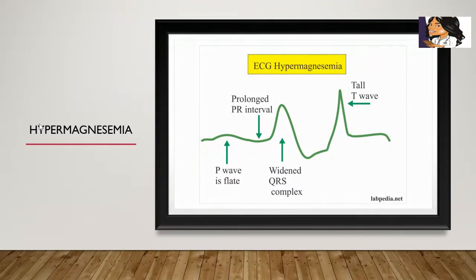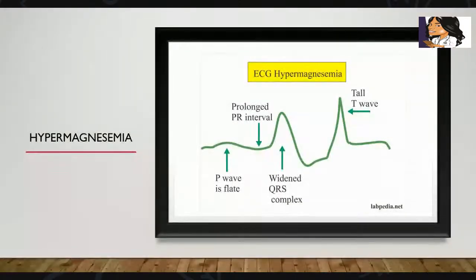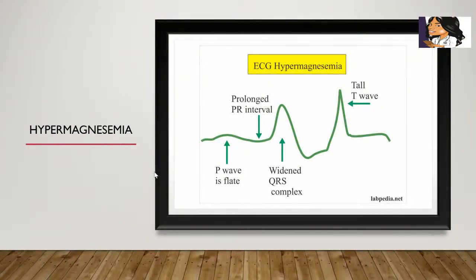So now you have hypermag. This patient has too much magnesium. All right. So now this patient has a widened QRS complex. Remember, the QRS complex is specialized. All right. So let's start from the beginning. P wave is flat, prolonged PR interval, a widened QRS complex, a tall T wave. So we know that this is not what we need to see as a new nurse. Okay, there you go. V-fib. All right. You guys know that this is not what we want to see as a new nurse. So we are going to let someone know.